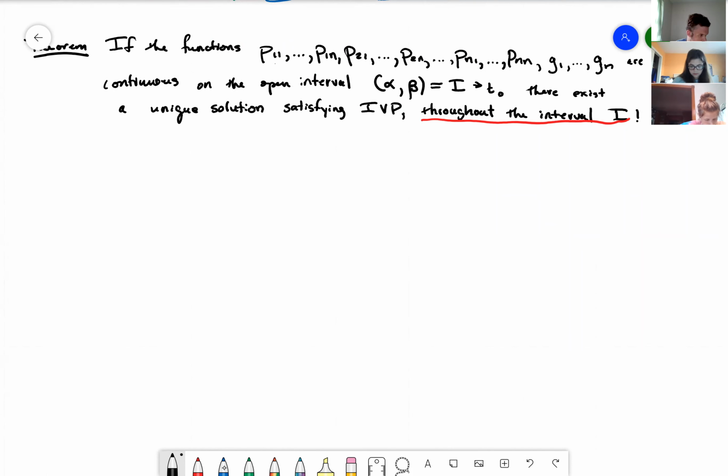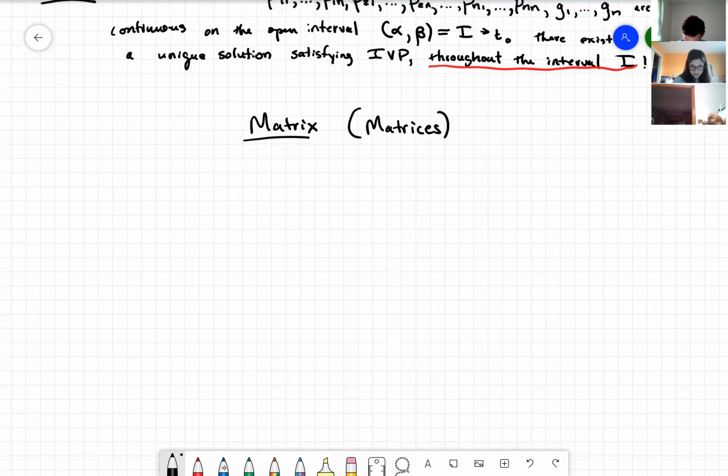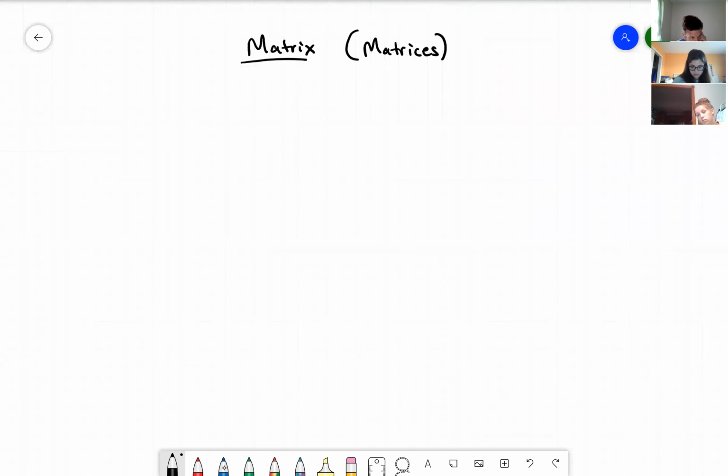Okay, so that's an introduction to the topic we're going to talk about. Now an introduction to the tool we're going to use to solve it, which is the matrix, or the plural is not written matrixes, it's written matrices, because it's Latin or Latin sounding. And that's how you do the plural with an x on the end in Latin.